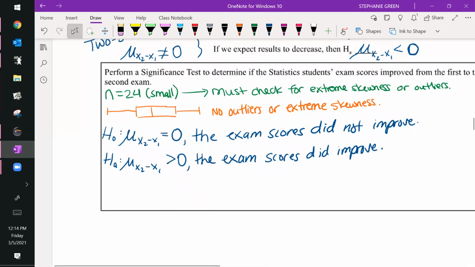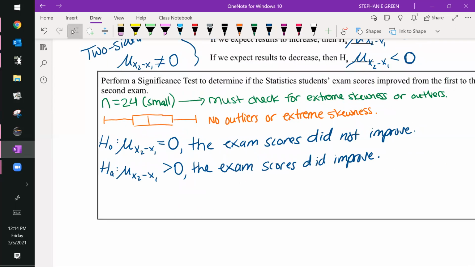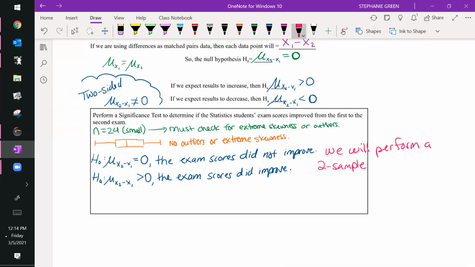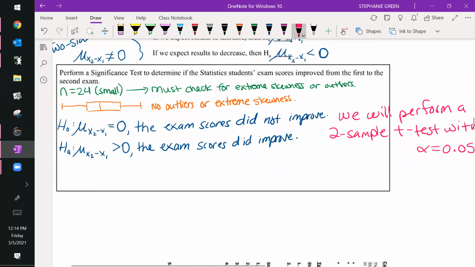I'm writing way bigger than I did on my page here, so hopefully you're keeping up. And then we go ahead and we do our significance test. So I would write, we will perform a 2-sample t-test with alpha equals 0.05. And they give that in Apex. They say to use 0.05 for this problem. All right, so let's go ahead and do that.